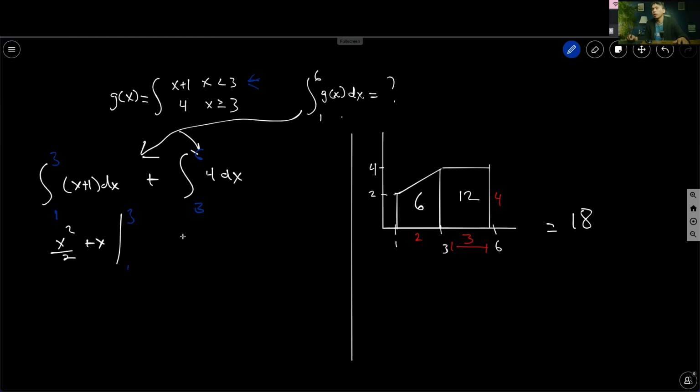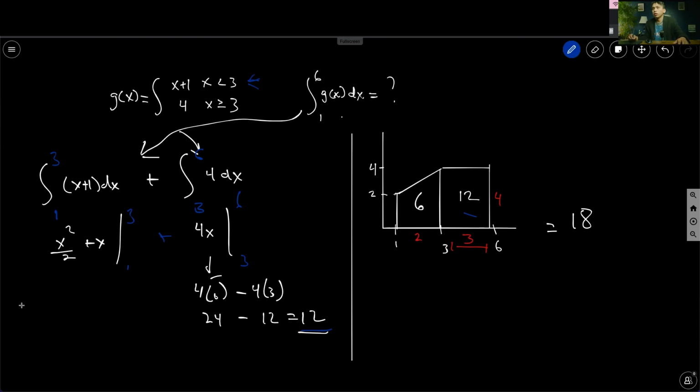Integrating both sides, over here you have x squared over 2 plus x from 1 till 3, and then add to that the integral of 4, which is just 4x, from 3 to 6. Okay, you can see from this one, this gets broken down quite nicely. So it's going to be 4 times 6 minus 4 times 3, or in this case, 24 minus 12, which is equal to 12. So you can see that this matches what we had earlier with the shape.